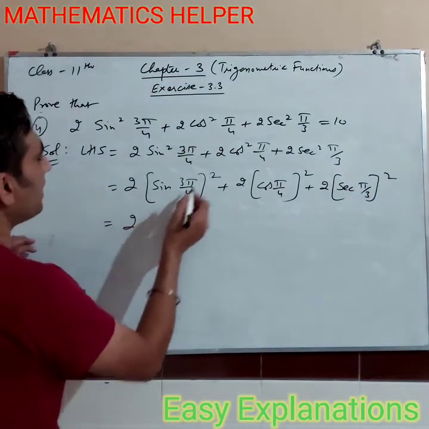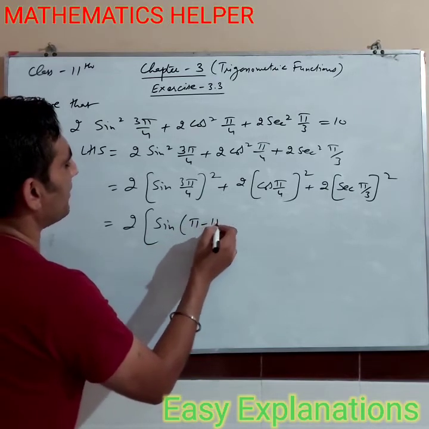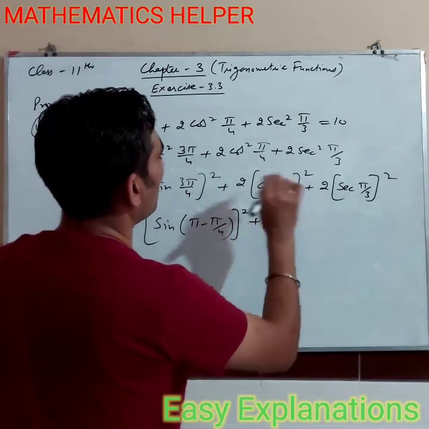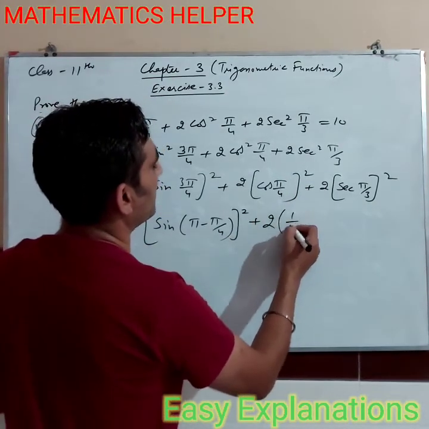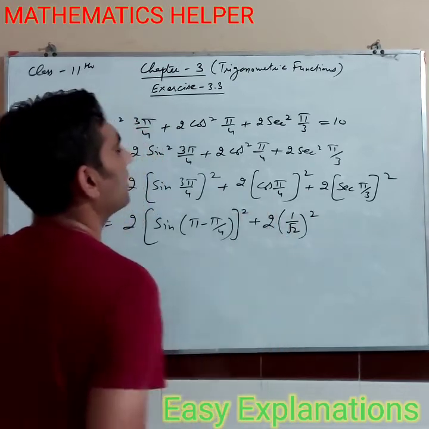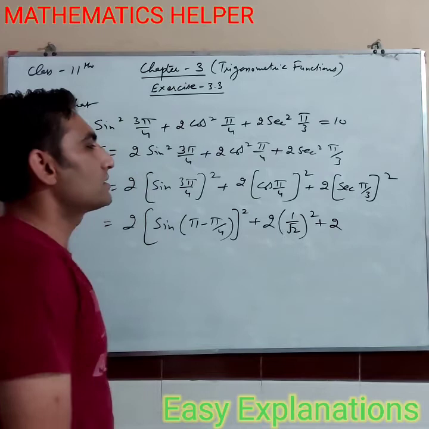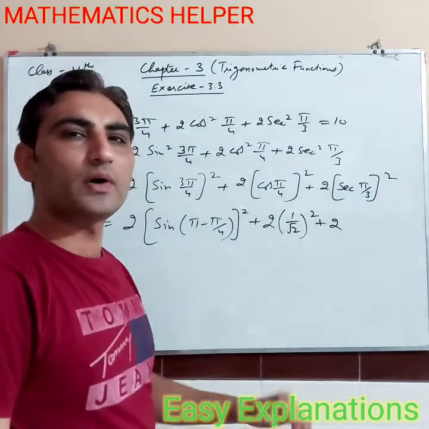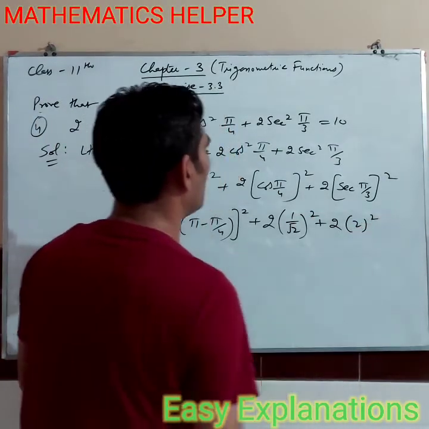Now it is 3 pi over 4, so we can mark sine pi minus pi over 4 for this. Outside you have square plus 2. What is cos pi over 4? That is cos 45 degree, and cos 45 is 1 over square root 2 raised to power 2 outside plus 2. Secant pi over 3. Secant pi over 3 means secant 60, and cos 60 is 1 over 2. So secant 60 is 2. It is 2 raised to power 2.